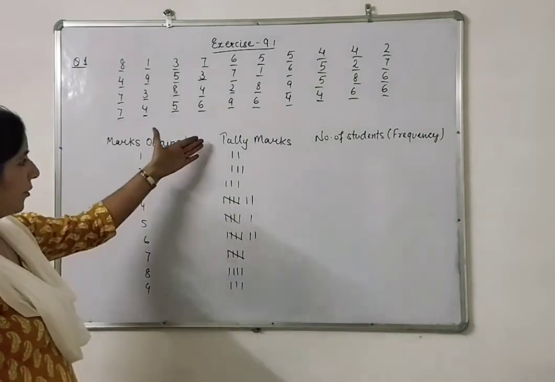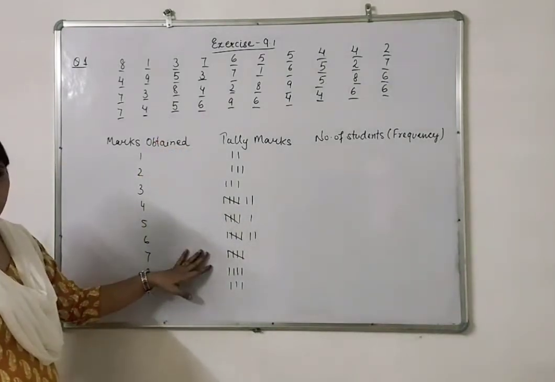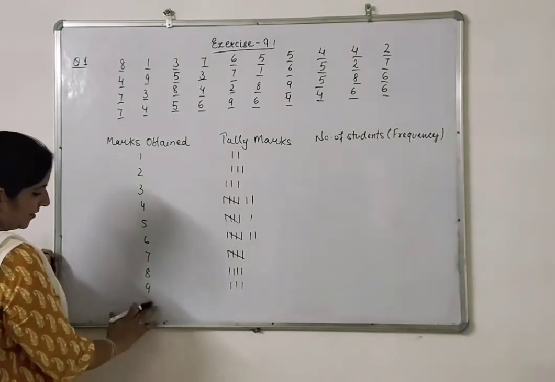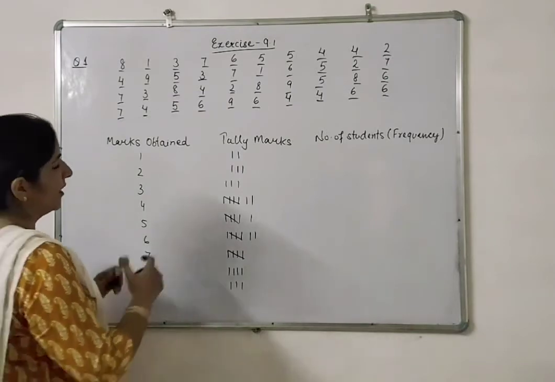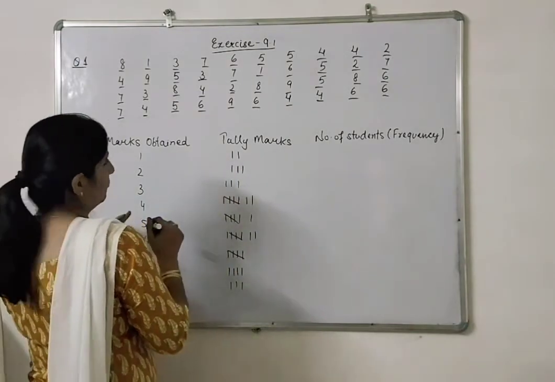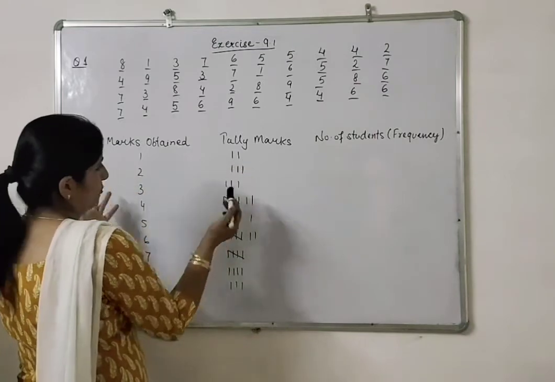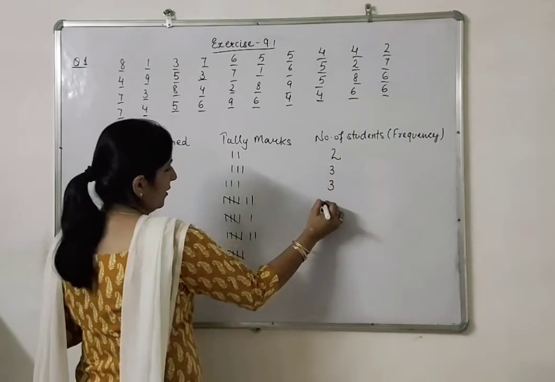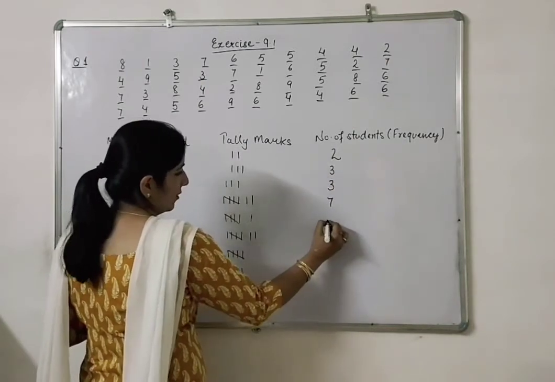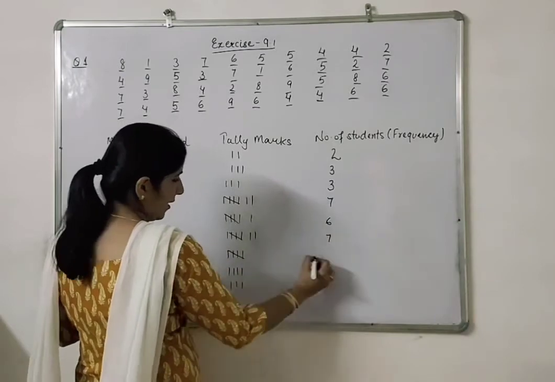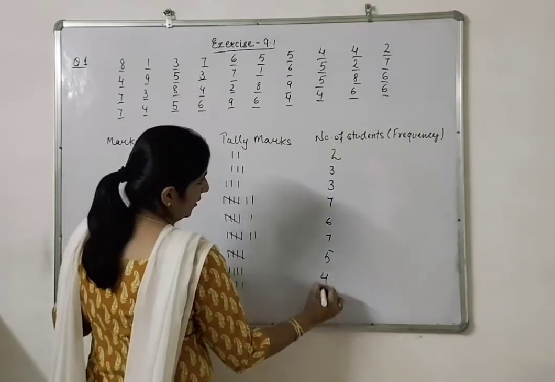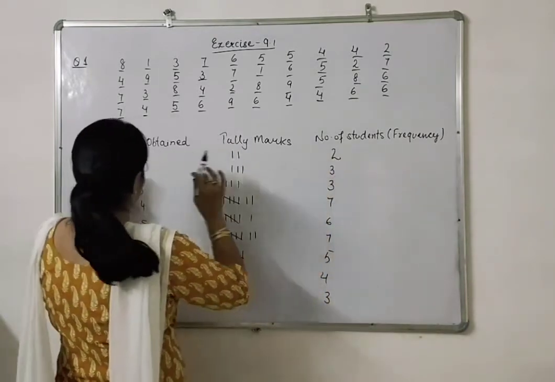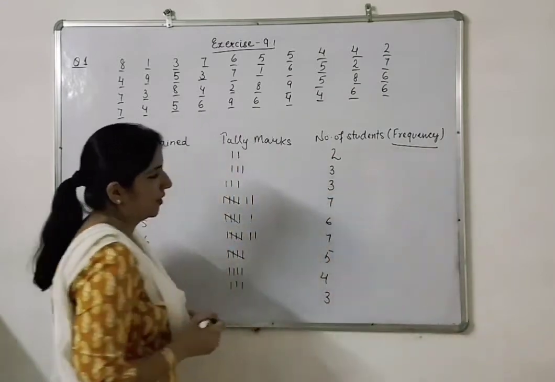So students, you can record all the tally marks as I have recorded here till the end. Earlier I had written 10 by mistake, that I have erased. The marks are till 9 only. Now we can easily interpret how many students got 1 mark, 2 marks and so on. So we can write here 2, 3, 3 and this is 5 and 2, 7, 6, 7 and 5 and then 4 and then 3. And as I told you earlier, this number, how many times a mark is repeated, is known as frequency also.